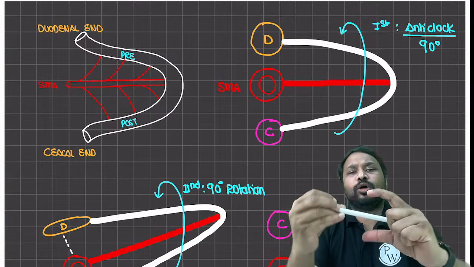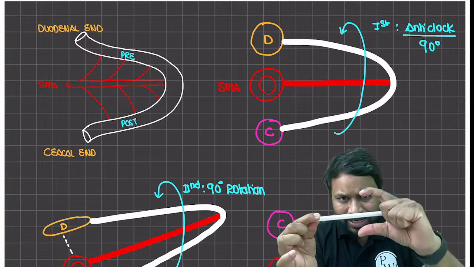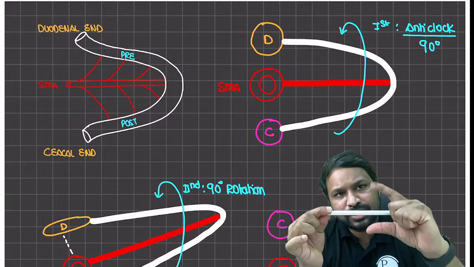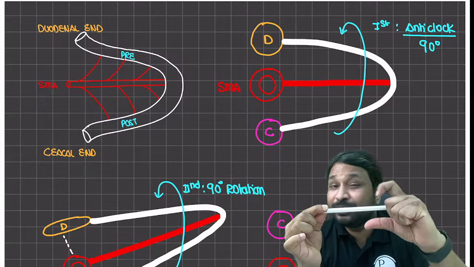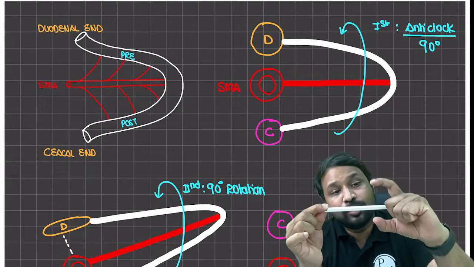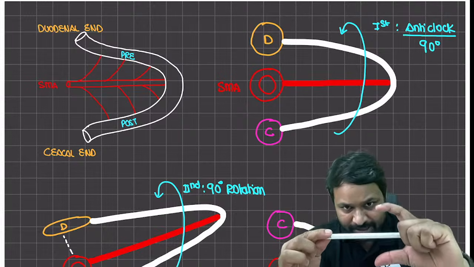तो अब मेरे पास दो components है. ये superior mesenteric artery को मैंने axis बना लिया. ठीक है. I've made superior mesenteric artery as axis. Then I have this, which is the pre-ilial, and this which is post-ilial. Pre-ilial को मैं duodenal end बोल रहा हूँ. Post-ilial को मैं cecal end बोल रहा हूँ. इतना clear है? ठीक है.